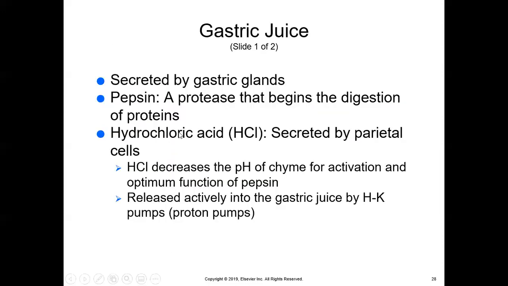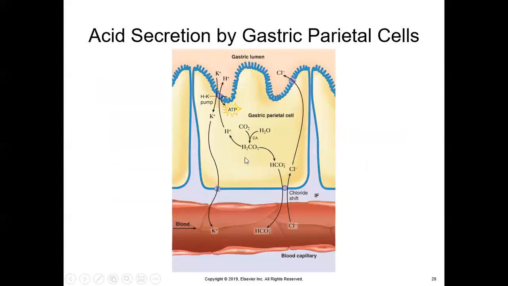So I'm going to repeat that. The hydrochloric acid, which is secreted by parietal cells, is released actively into the gastric juice by the hydrogen potassium pumps, proton pumps. This is kind of how it works. This here is the hydrogen potassium pump. It actually pumps hydrogen ion into the gastric lumen, and it pumps out potassium.